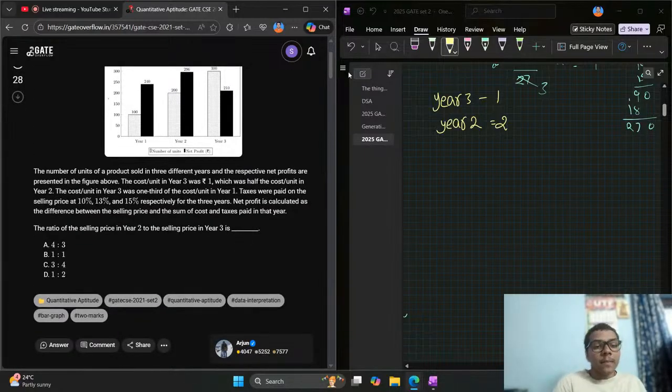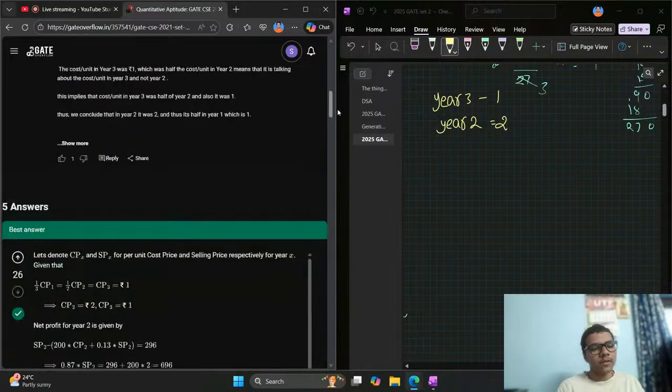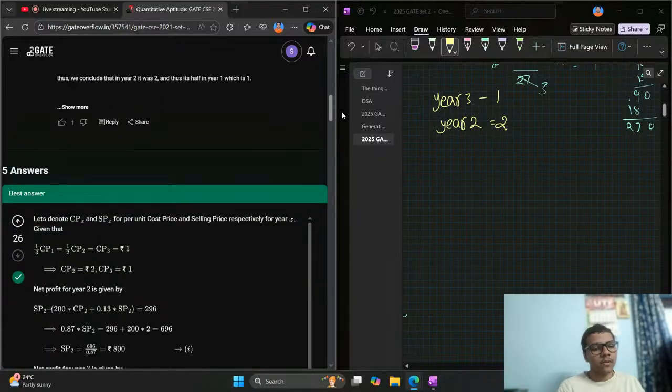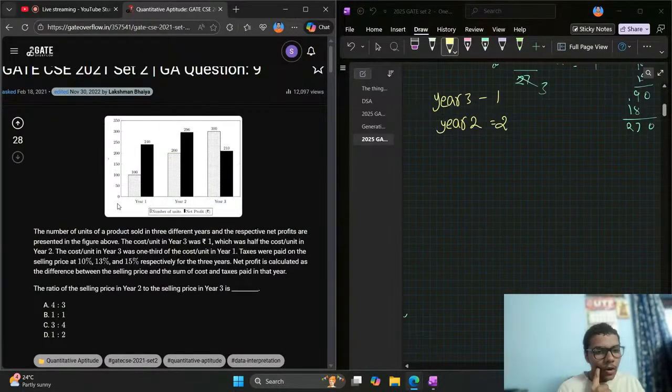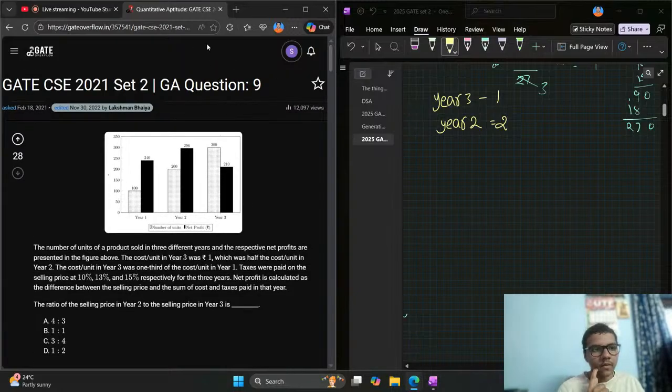The cost per unit in year 3 was 1, which was half the cost in year 2. The cost per unit in year 3, this is again year 3. No, this has got to be year 1. CP1 is 1, is it not the case? Or it should be year 1. This should be year 1 and this should be year 3. Let's check it out.